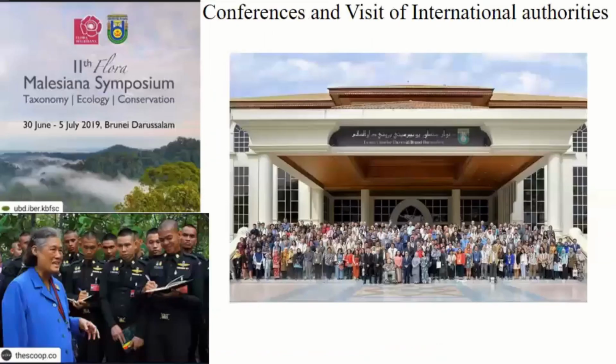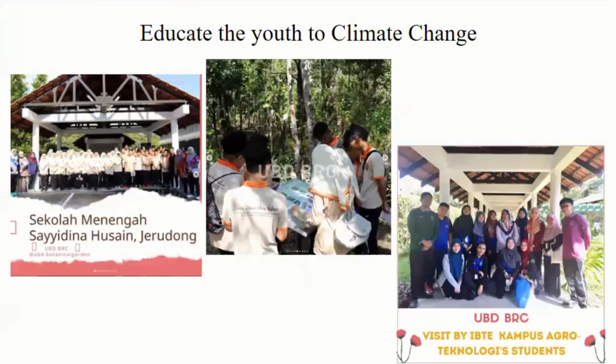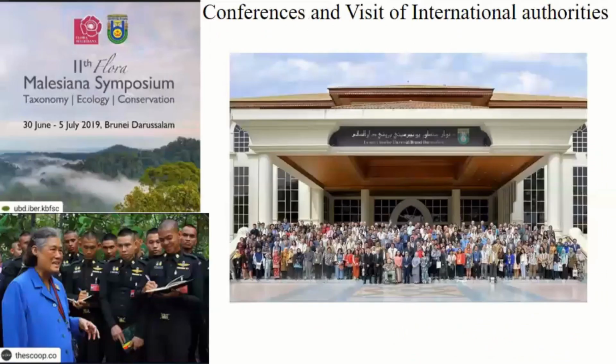And we also organized conferences. The most important, indeed, is the Flora Malesiana conference with 300 plus participants and visits of international authorities. I don't know if you recognize her. She is the princess of Thailand, one of the most down-to-earth royalties I have ever met, and she's an amazing woman. She's in love with orchids. Obviously, she's Thai and, you know, it's the national flower. But she told me, oh yes, if you collect orchids, it's very difficult with all this IUCN application. You are telling me? I mean, you are the princess. I have to go through all this paperwork to export all the material.